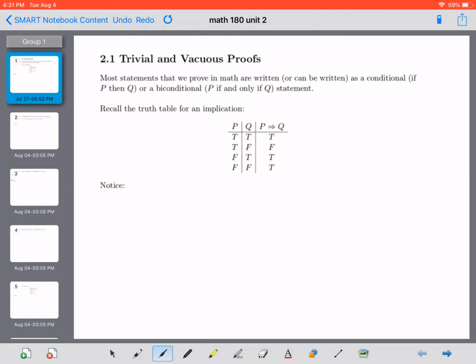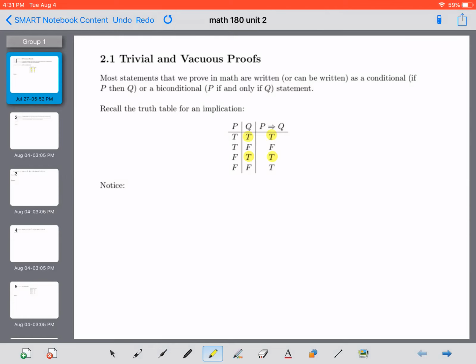So remember, this is our truth table for an implication or for a conditional statement. We have that an implication of the form P implies Q is only going to be false when the hypothesis P is true and the conclusion Q is false. So notice in particular that whenever the Q part is true, the entire implication is guaranteed to be true.